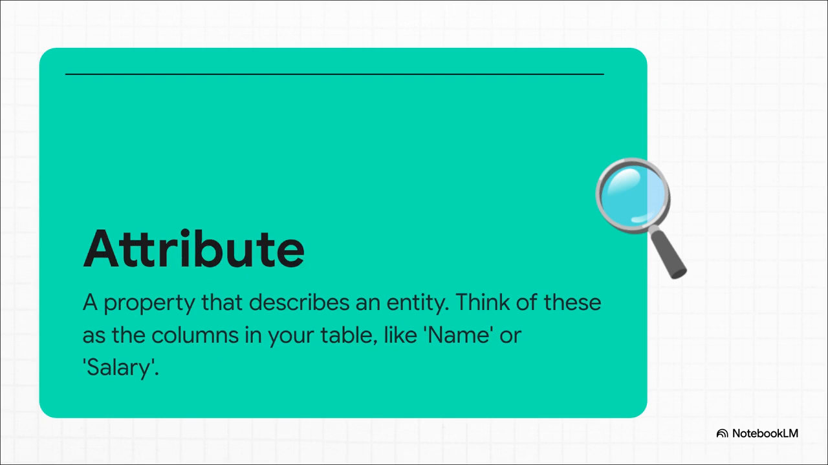So if the entity is our noun, then we need attributes to be our adjectives. These are just the properties, the details that describe our entity.